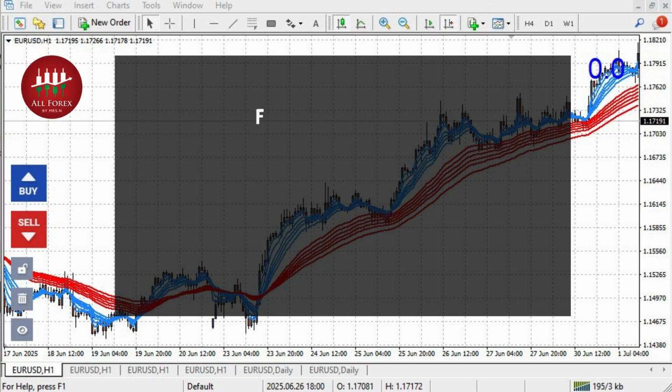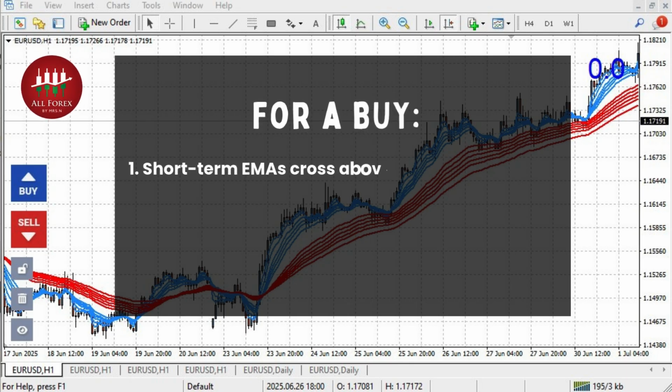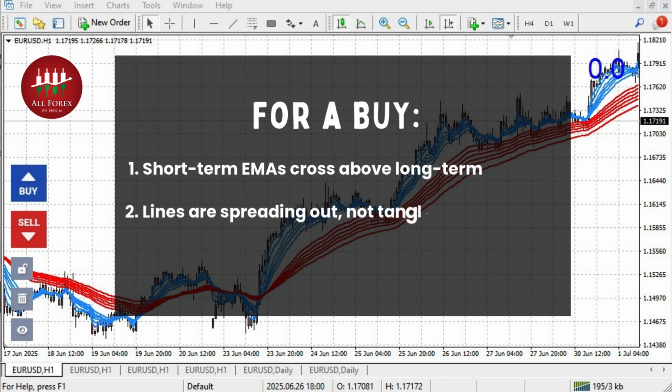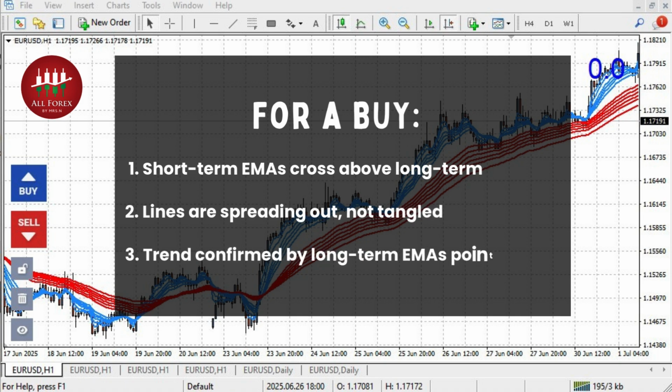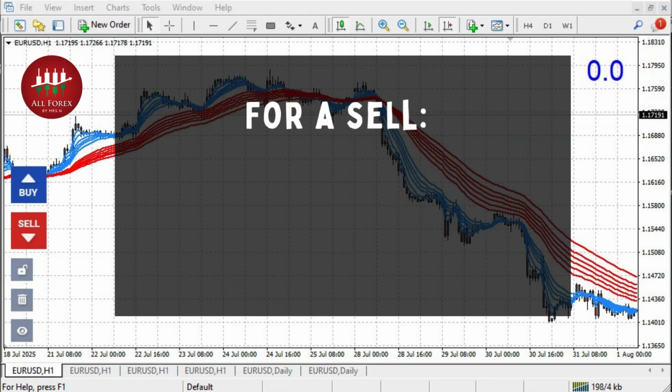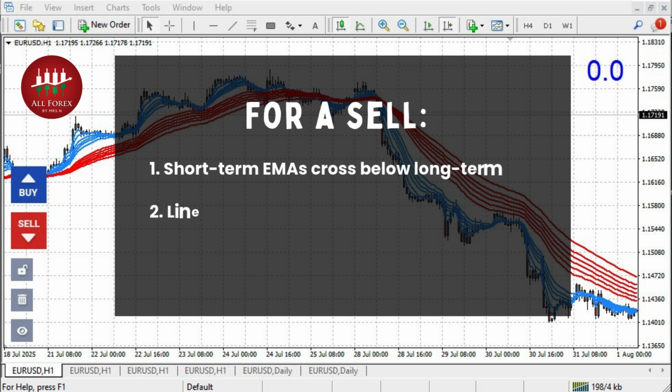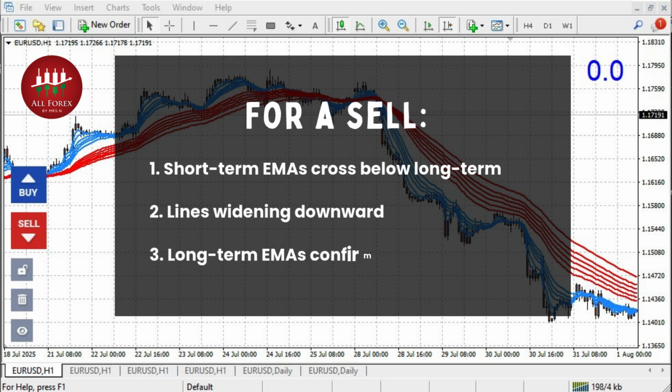Now let's check out the checklists. For a buy: 1. Short-term EMAs cross above long-term. 2. Lines are spreading out, not tangled. 3. Trend confirmed by long-term EMAs pointing up. For a sell: 1. Short-term EMAs cross below long-term. 2. Lines widening downward. 3. Long-term EMAs confirming the downtrend.